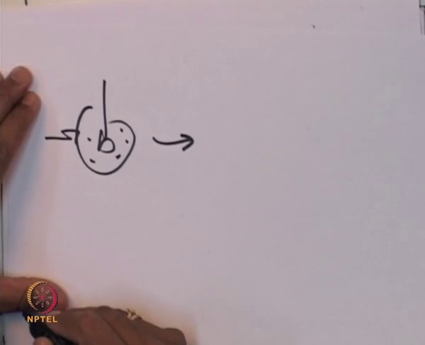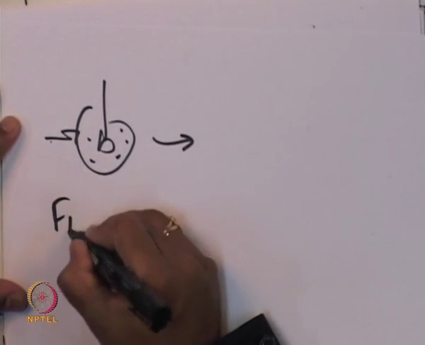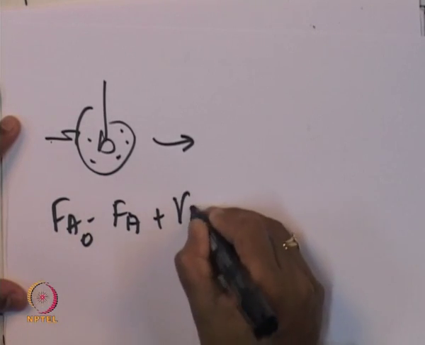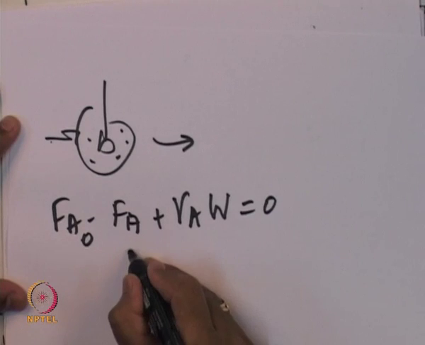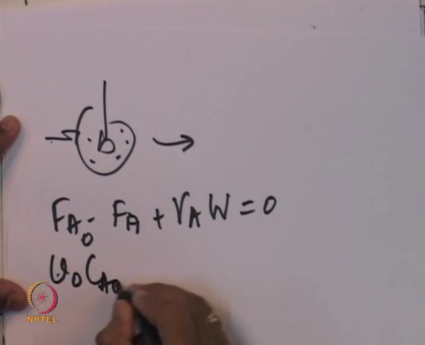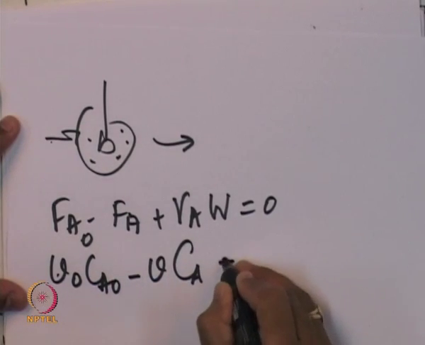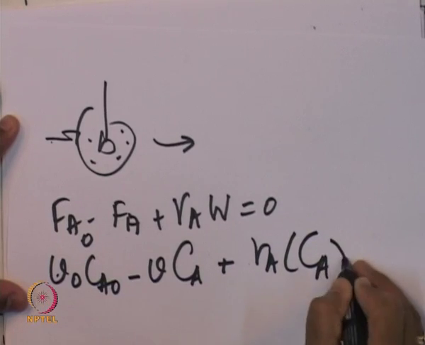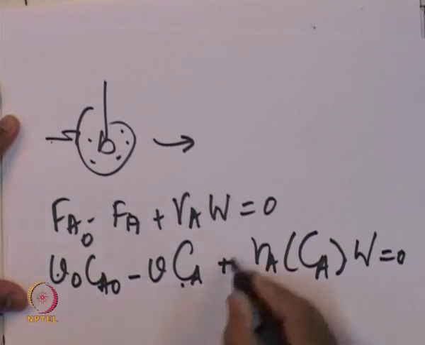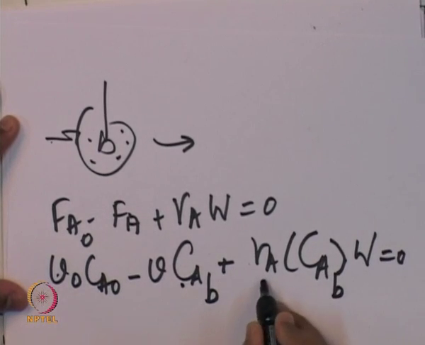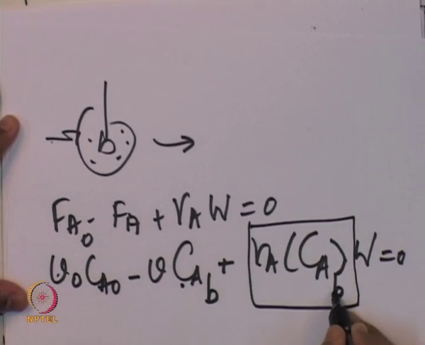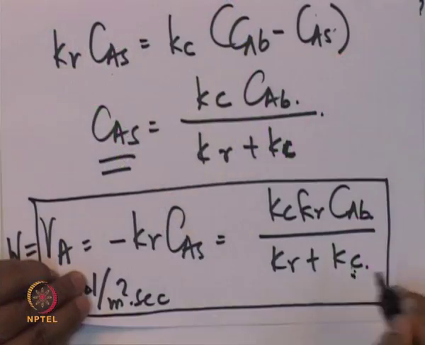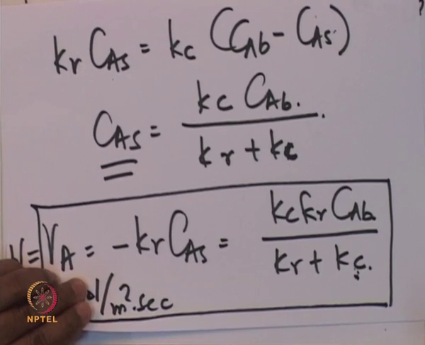Now, if I want to design a CSTR, I am dealing with the bulk concentrations. So, FA0 minus FA plus RA W is equal to 0. And if I convert this into concentrations, RA is again a function of concentrations. These concentrations are bulk concentrations, and that is why I need this expression for RA as a function of CAB and not CAS. I am going to use this equation in the design.